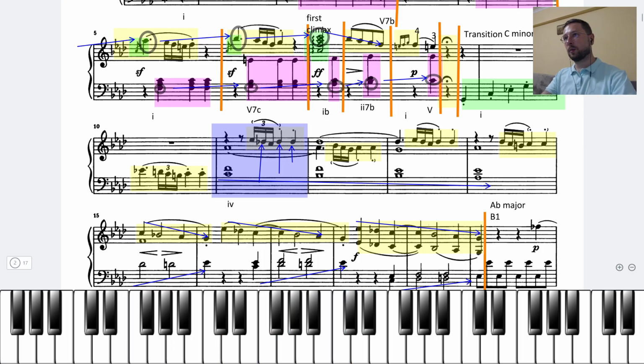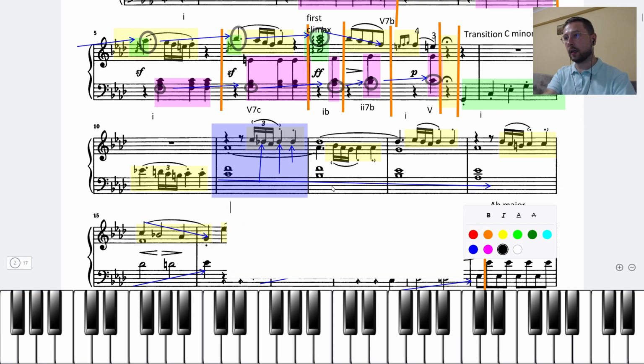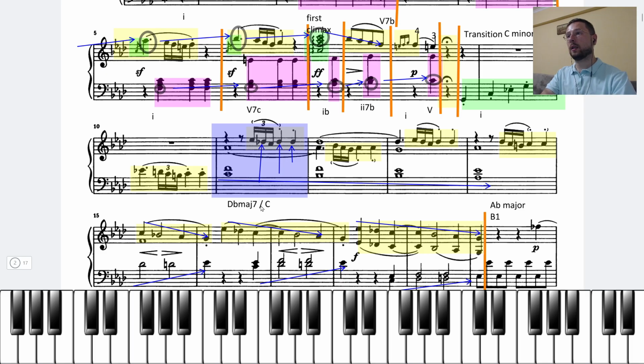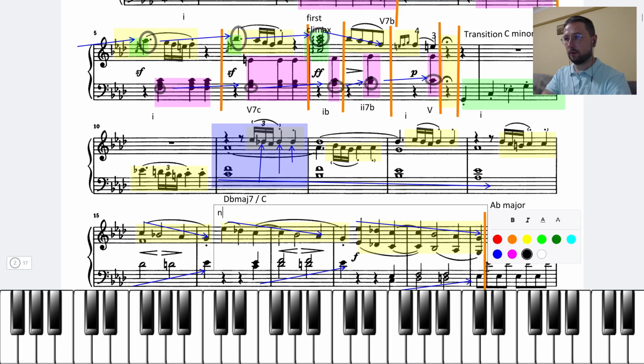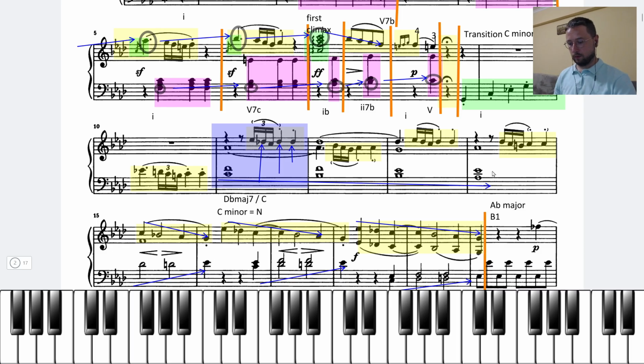Now, how to interpret this chord? Well, I like to think of it as a D flat major 7th chord, with a root C. Now, that chord can mean multiple things depending on how you are looking at it. So if we're looking at it from the key of C minor, it's the Neapolitan. And you might be wondering, what is the Neapolitan? Well, the Neapolitan is the flat 2. So in C minor, this is Neapolitan.